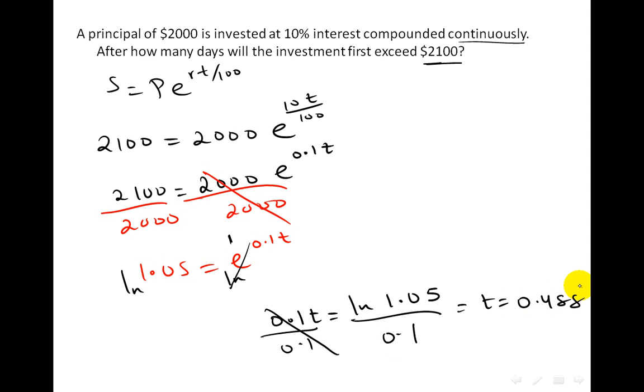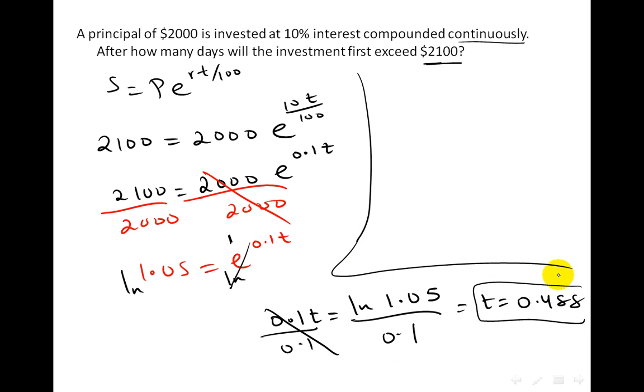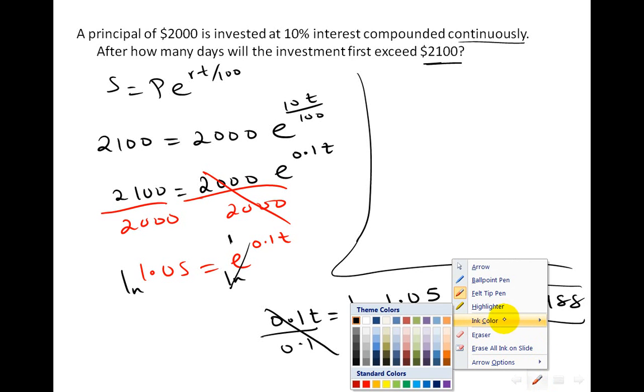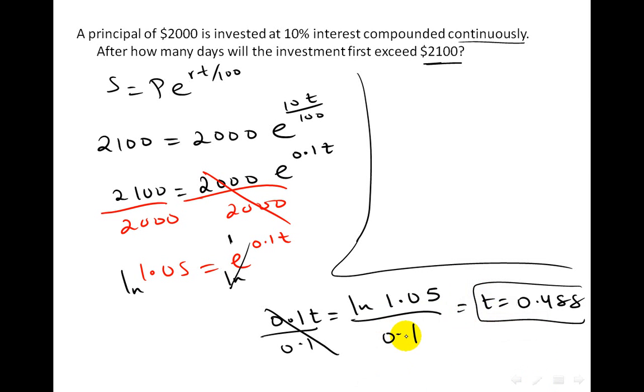So the time here is 0.488. As I told you before, this time is expressed in what? In terms of years, because here the t is always representing a year. But the question is asking how many days. So to find the days, take the year, which is 0.488, and multiply it by the number of days in a year, which is 365, and you'll get 178.1. Again here you have to round this one up to the next day, which is the 179th day.